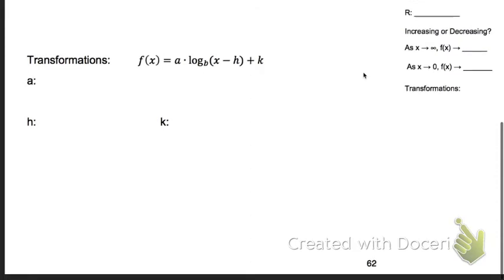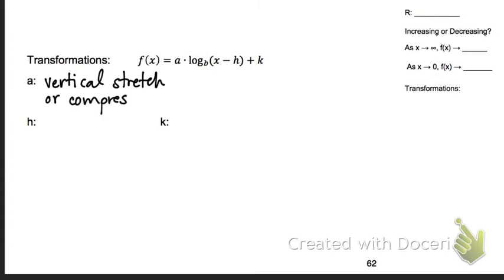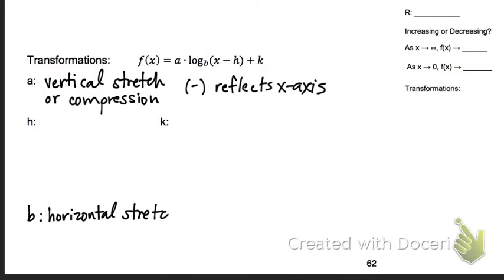Okay, some transformations, the same kind of rules. So your A, whatever number is in front, is always going to be a vertical stretch or compression. Remember, if it's negative, then it reflects the x-axis. I'm going to put down here B because it's not on here. That's a horizontal stretch or compression. It will never be negative, so remember talking about how it reflected the y-axis last time. You won't really ever have a negative x because it can't be negative inside, so we won't have a reflection over the y-axis for this.